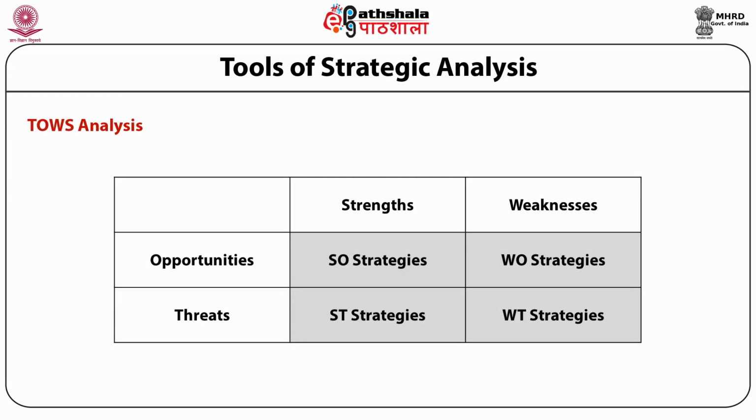Roche in 2007 proposed another type of analysis which he called TOWS analysis. TOWS analysis is an analysis where a 2 by 2 matrix is used to analyze how strengths can be used to exploit opportunities and to counter threats. And hence, 4 different types of strategies are proposed. Those are strength opportunity strategies, strength threat strategies, weakness opportunity strategies, and weakness threat strategies.